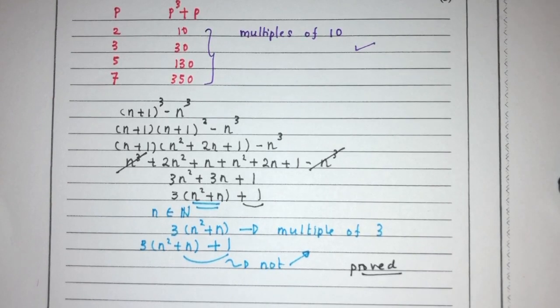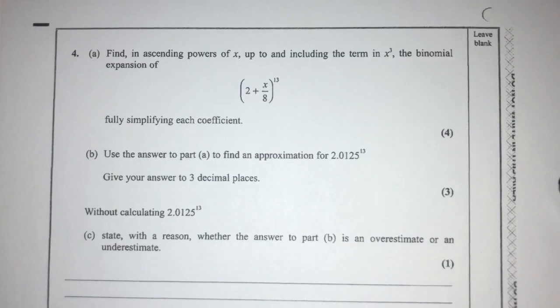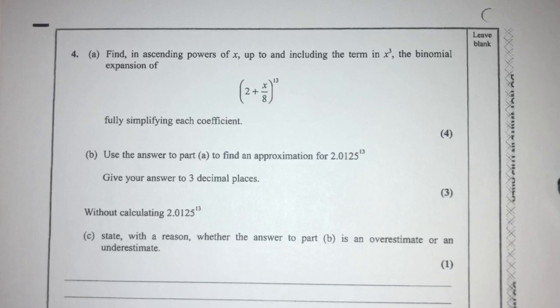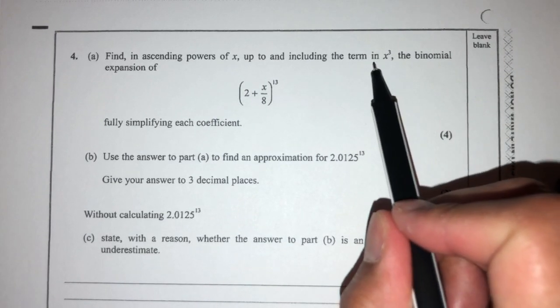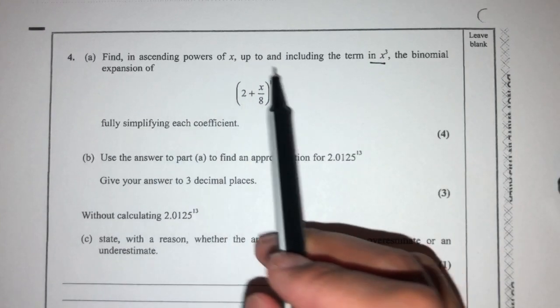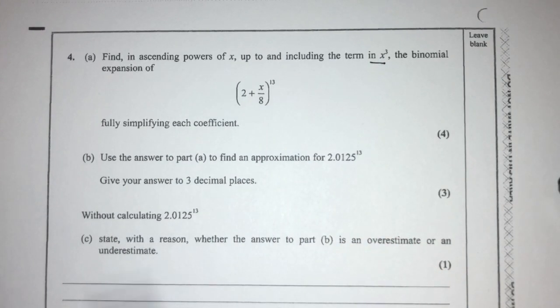And that will be your question number 3. Now let's move on to question number 4. So finding ascending powers of x up to and including the term in x power 3, the binomial expansion of this one. So step by step, this is pretty easy, right?